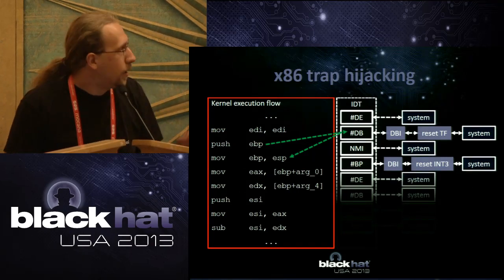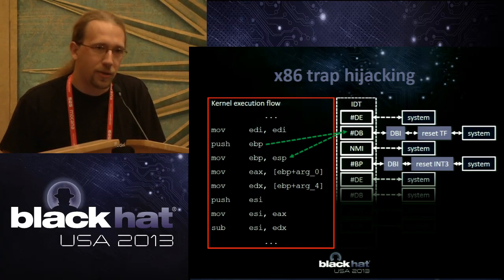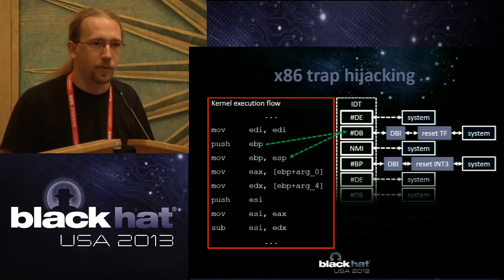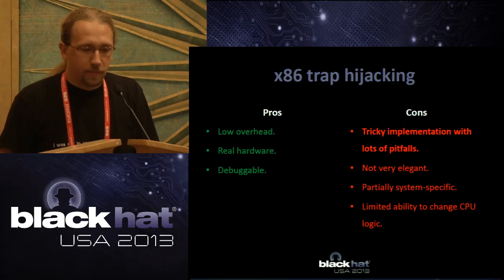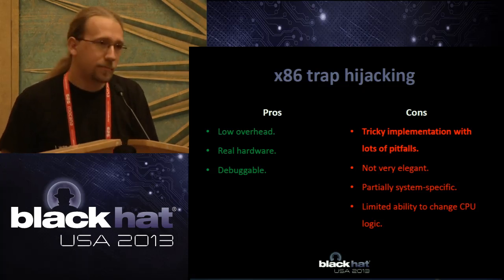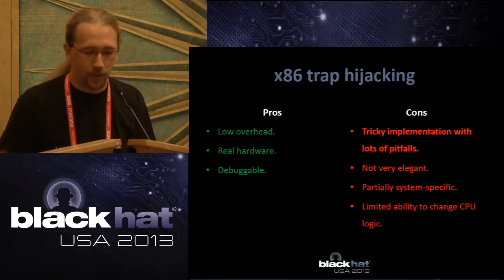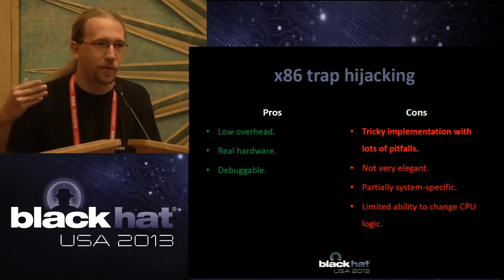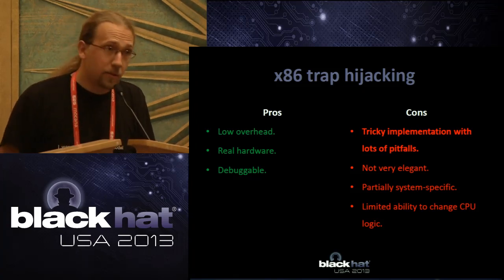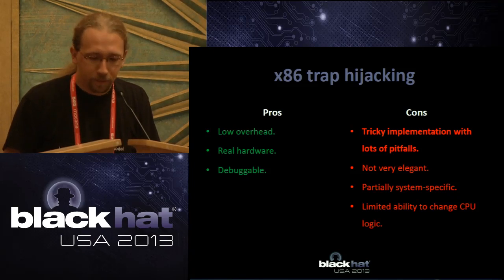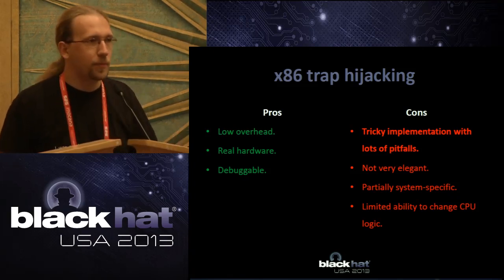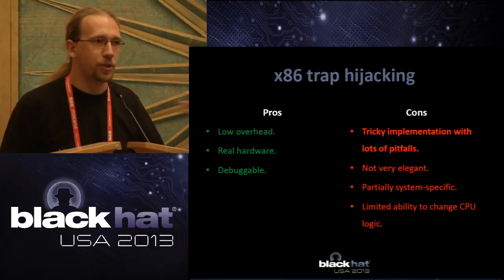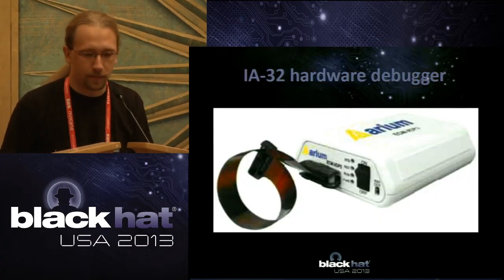Another approach would be using x86 trap hijacking. This is the method that SoftICE used, if you know SoftICE. It has a pretty low overhead. It still allows you to test real hardware, and it's pretty debuggable. However, it also is tricky to implement because if you ever have written an implementation for x86 traps, there are some things you need to handle properly. It might not be very elegant, and it might be a little system specific. And it's also still limited to what the CPU allows you to do, to what traps it actually issues, what exceptions it issues, and what it allows you to set.